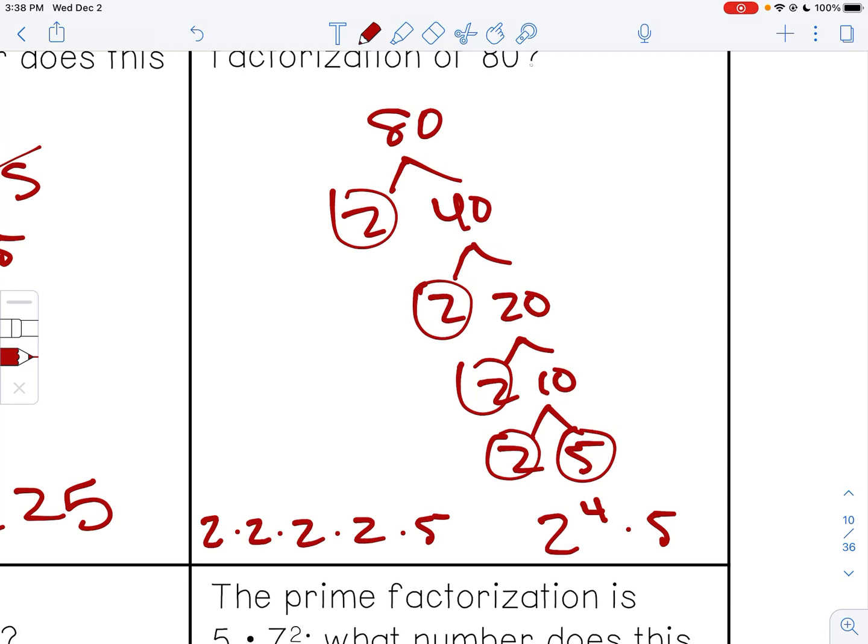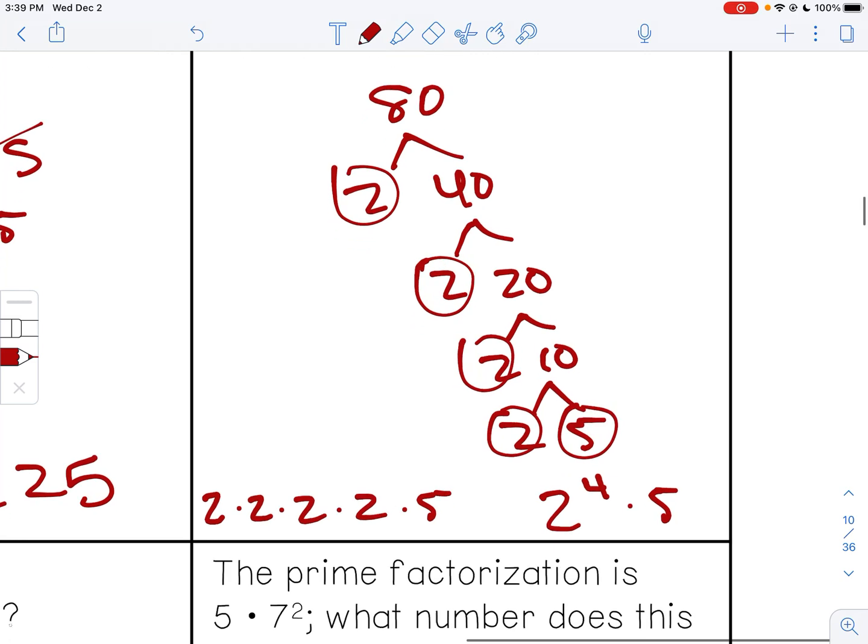The expanded form is 2 times 2 times 2 times 2 times 5. And I see that I have 2 repeated 4 times. So 2 to the power of 4 times 5. Hopefully you got that right. If you didn't, I hope you see why you got it wrong and then you can make that change.